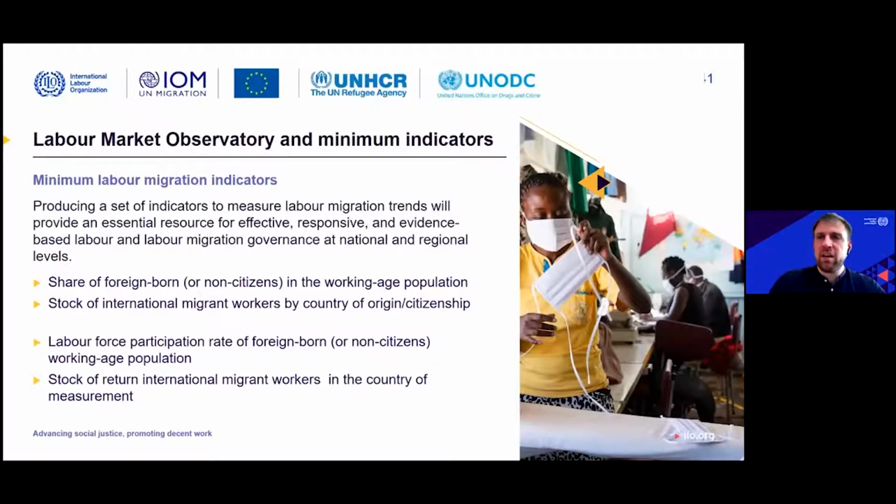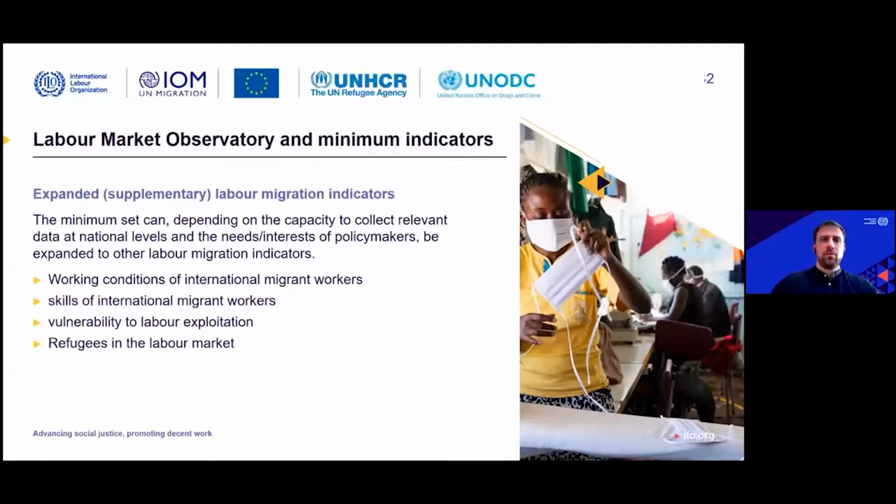Now, those are some of the most basic indicators we would like to see arising at national levels, and want to integrate with labor market indicators within this observatory. Where possible, it would of course be great to expand those indicators into several other areas, which is another reason why looking at the data produced through a labor market observatory makes a lot of sense, since it looks at, again, similar issues such as working conditions of international migrant workers. Think of hours worked, wages, access to social protection and healthcare, etc.